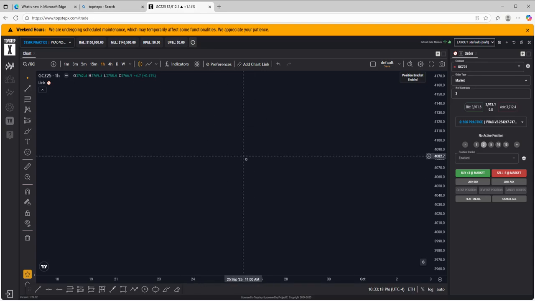Alright guys, so today we're going to go over market structure. This is the first day of the boot camp, dealing with that first confirmation. Now market structure is just the overall trend in which the market is moving.